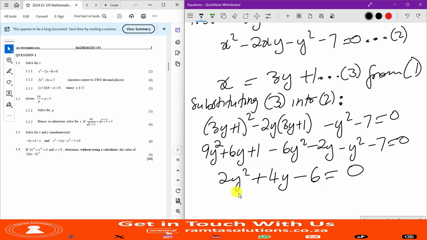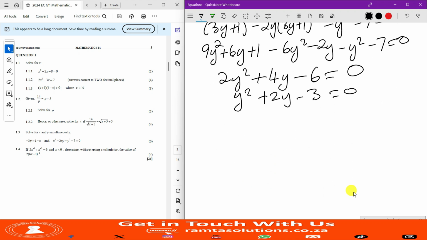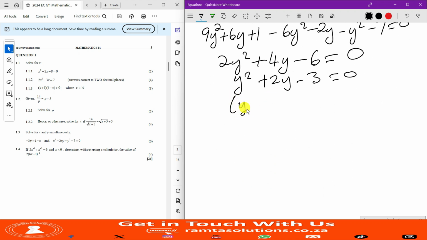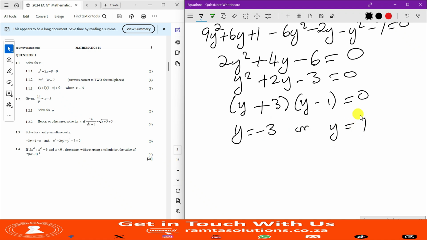Okay, now we divide throughout by 2. We will have y squared plus 2y minus 3 equals 0. Factorizing, y minus 1 and y plus 3 equals 0. We can see here that the constant is negative, so the bigger factor must take the sign of the middle term. So it'll be y plus 3. Therefore, y equals negative 3 or y equals positive 1.